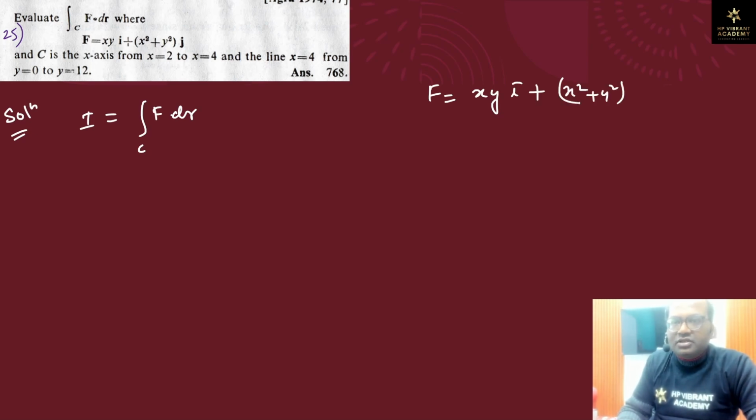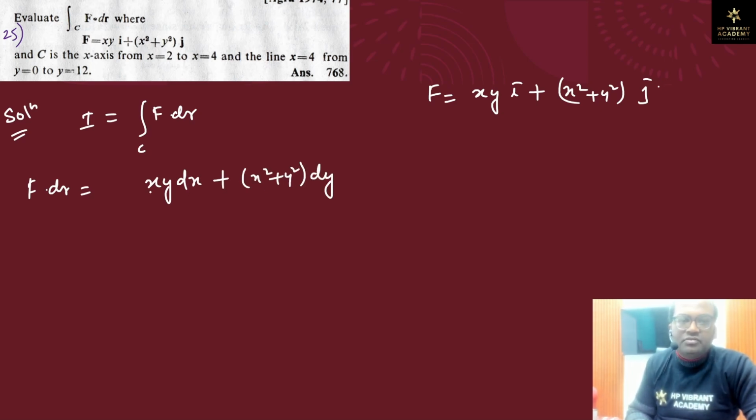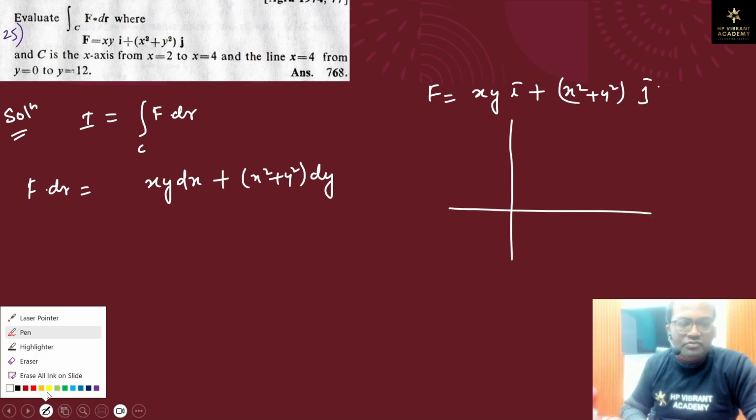So we have to evaluate the integral along the curve C, of F dot dr, where F is equal to xy i cap plus (x square plus y square) j cap. So we have the value of F dot dr as xy into dx plus (x square plus y square) into dy. Let us plot this. So we have the curve C: the x-axis from x is equal to 2 to x is equal to 4.